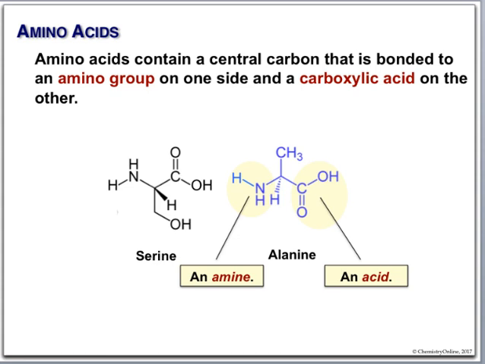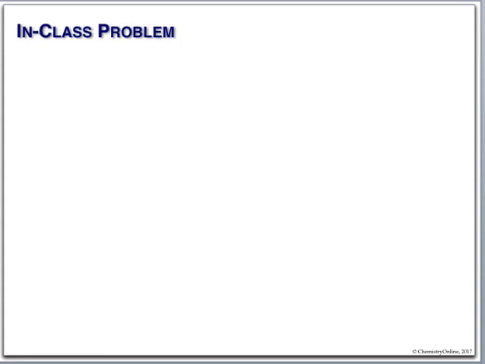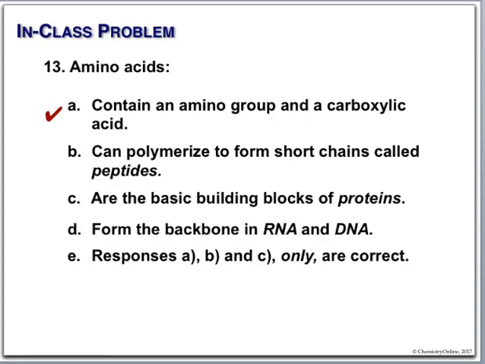They also contain a carbon in the middle, and this carbon in the middle is attached to things. We'll call those side chains. This is a CH3 group. This is a CH2OH. They're all different. All 20 are different. They're all unique. And they all have unique reactivity. But they all have the amino group and the acid group. So, our first question, that is correct.